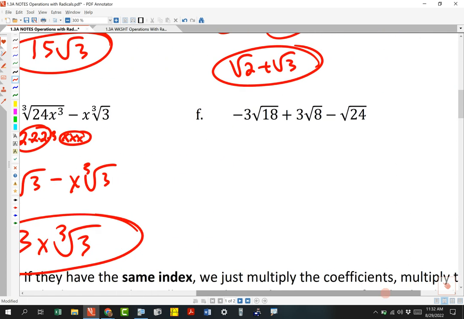Okay, take a look at this one right here. These are just numbers. I'm hoping this is pretty easy. I'm going to give you a 10-second head start.